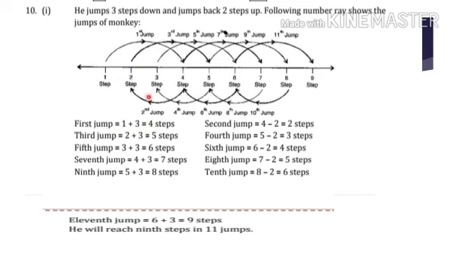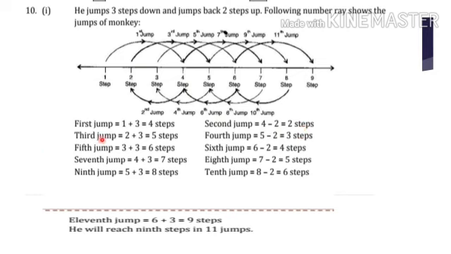Then he jumps back 2 steps. Then he jumps 3 steps forward. Then he backs 2 steps. In the same order, first jump from 1 to 4. 1 plus 3 is equal to 4 steps. Second jump, 4 back 2. 4 minus 2, 2 steps.